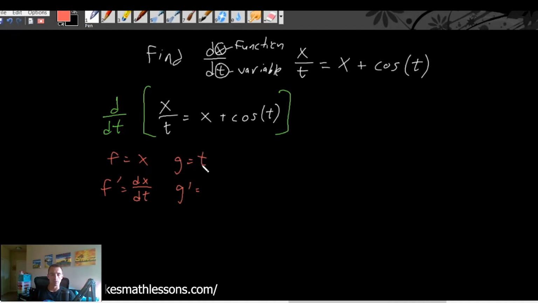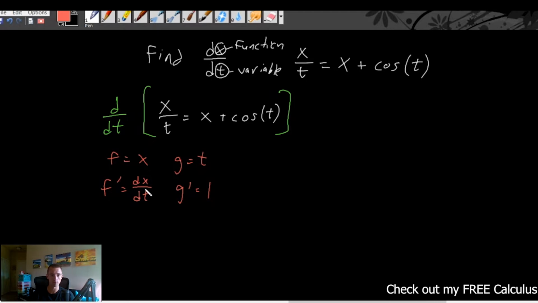Then we need to take the derivative of g, which is t. The derivative of t with respect to t is just 1. Okay. Now quotient rule says we're going to do low d high, so low times the derivative of high, the derivative of the top, so t times dx dt.